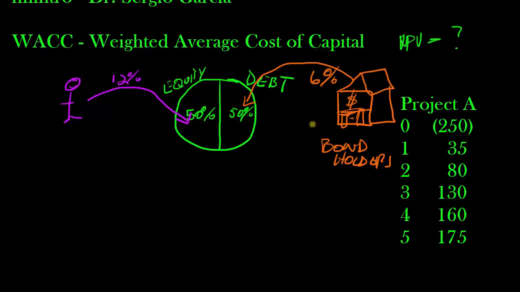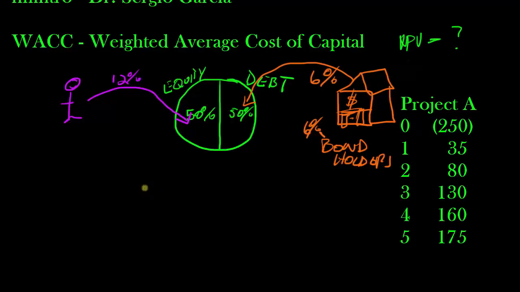And the 6% is easy. You just walk up to the bank, you say, hey, look, I'm going to borrow some money. And they say, well, we'll lend it to you at 6%. Or if you issue bonds, the bonds will have a yield of 6%. Okay, so that's where that 6% comes from. And the 12% comes on the equity side. It comes from the requirement of the individuals.